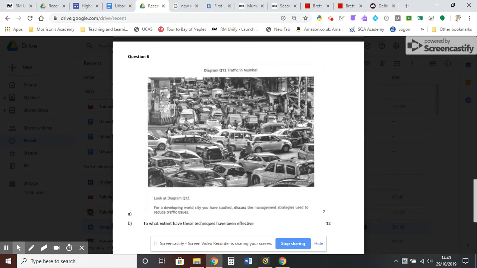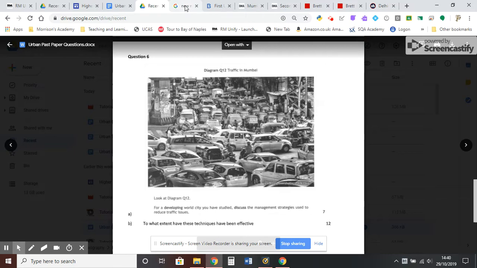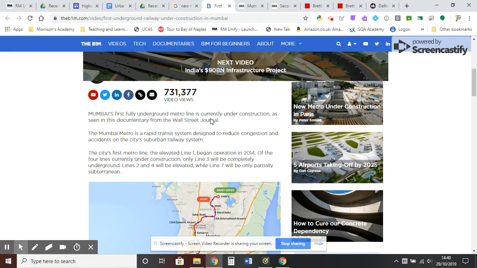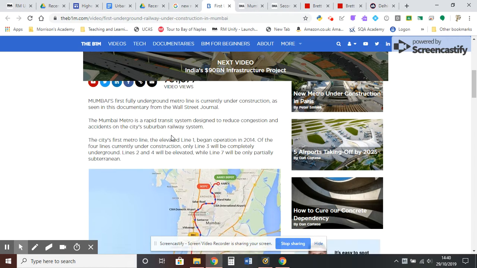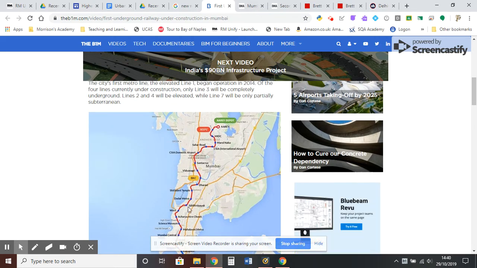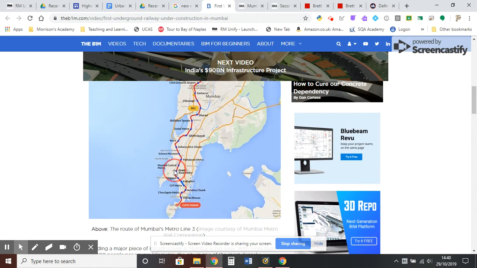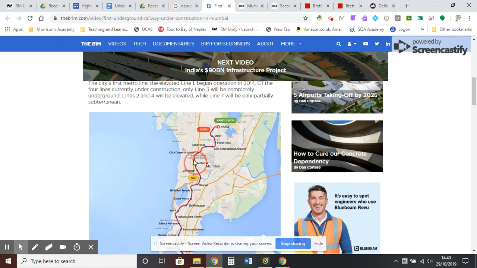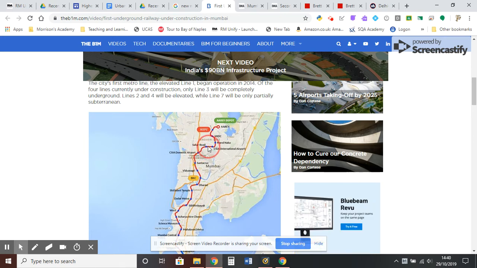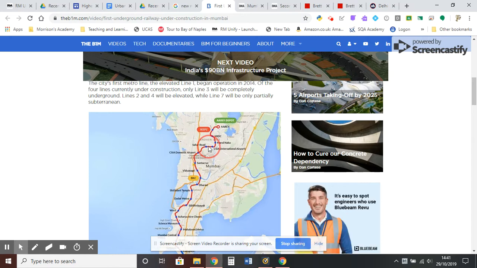Now, more than likely, you're going to be asked to explain the solutions to the problems and evaluate them. So if we have a little look at this, let's have a look at the first solution. It's the building of what's known as the Mumbai Metro, okay? And it's an underground system which goes from the north of the island, traveling right down to the CBD at the bottom of the island. It's largely a single line at the moment. The reason it's not more extensive is because of the sheer cost of building an underground.